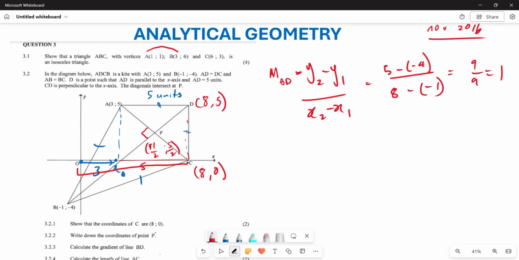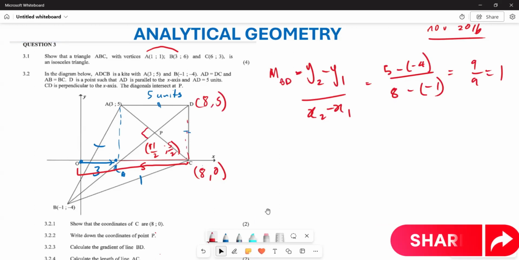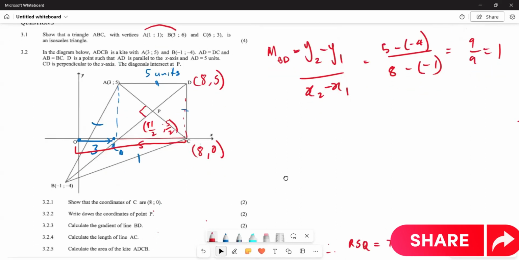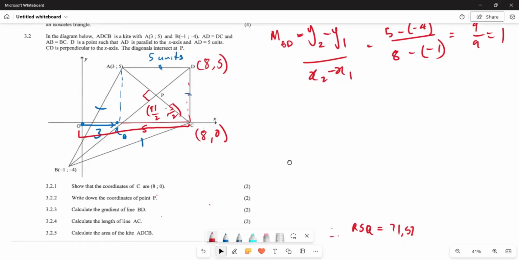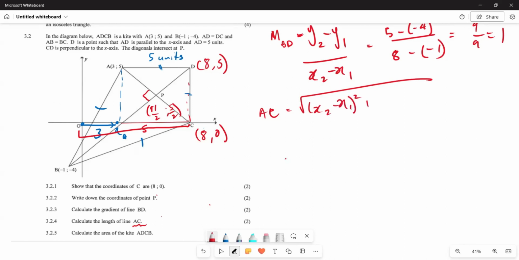Right? Now, number 2. What is it that they want us to calculate from here? Let's just move up our diagram a little bit so that we can see what the next question requires us to do. Now, in the next question, they want us to calculate the length of AC. Luckily, we already know all these, so we can simply use the distance formula: the square root of x2 subtract x1 squared plus y2 subtract y1 squared.